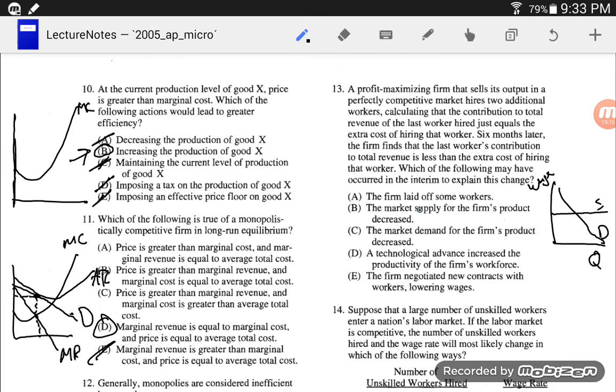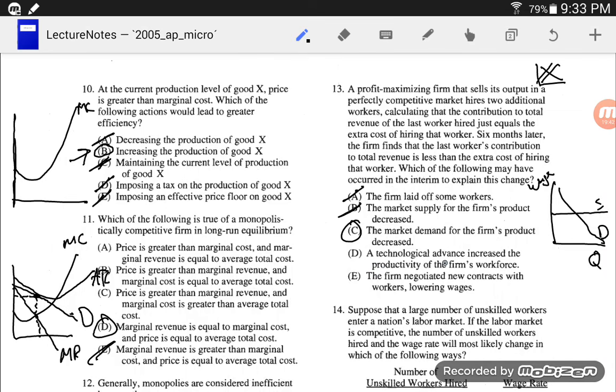The firm laid off some workers. No. The market supply for the firm's product decreased. No, that would actually drive up prices, right? If the market supply decreased, we'd have prices going up. The market demand for the firm's product decreased. That would drive down the price, which would drive down the marginal revenue that we make off of our workers, which would lead to decreased hiring.